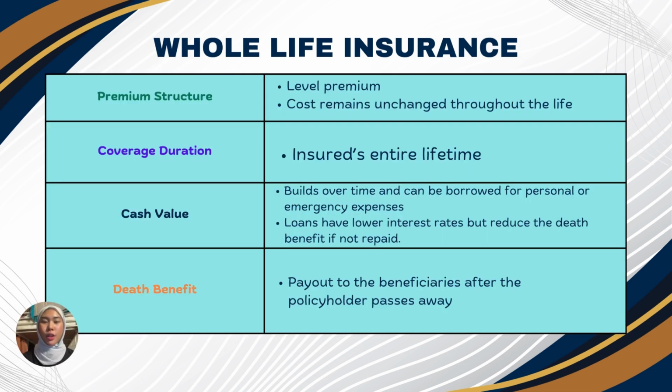For the premium structure of whole life insurance, the cost remains unchanged throughout the life, and the coverage duration is the insured's entire lifetime. For the cash value, it grows over time and can be borrowed for personal or emergency expenses. The loans have a lower interest rate, but the death benefit can be reduced if not repaid. And lastly, we have the death benefit. It will pay out to the beneficiary after the policyholder passes away.